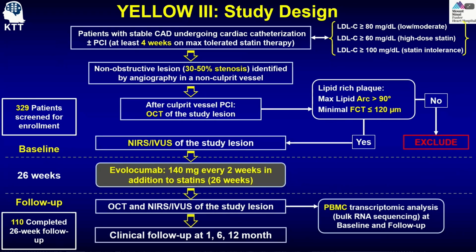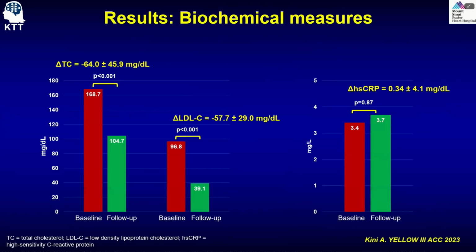YELLOW 3 was a very complex study. Again, patients had to have a lipid-rich plaque and be on statin therapy. Once we knew they had lipid-rich plaque, all of them got evolocumab every 2 weeks for an additional 26 weeks. When they came back, we repeated the imaging study. What was important is that we did a different kind of genetic transcriptomic analysis, bulk RNA sequencing. As you can see here, close to 329 patients were screened and 110 patients completed. Very complex trial.